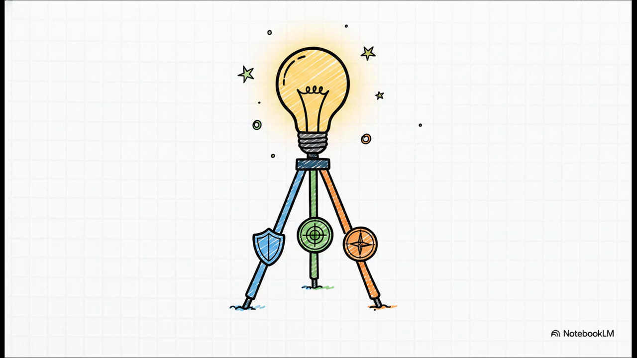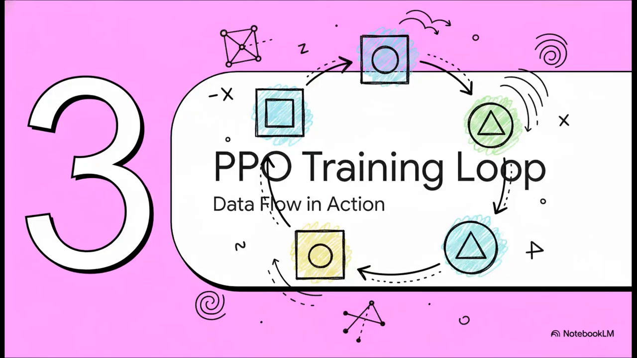This massive, industry-defining leap in AI capability essentially boils down to just one extra line of code wrapping the policy gradient. It's so elegantly simple. Let's see how this actually runs in practice. Section 3, the PPO training loop.